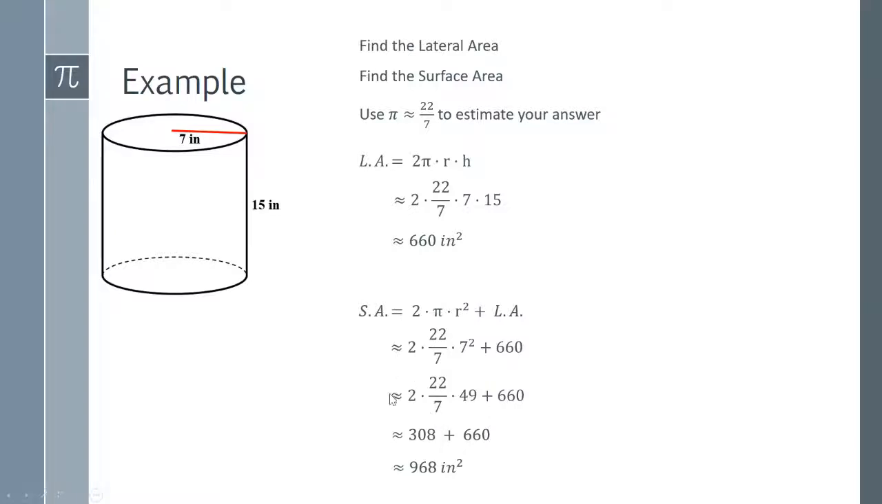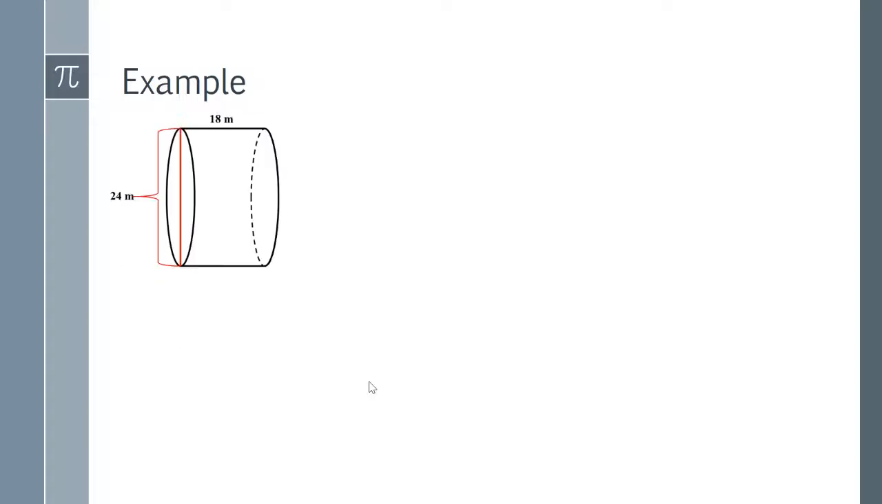And again, you notice all these are approximations because this is an estimate for pi, not the actual value of pi. If I don't tell you anything else, you leave it as just a symbol, but if I tell you what to use for pi, that's the only time you're going to actually do a calculation with pi. So let's take a look at another example.